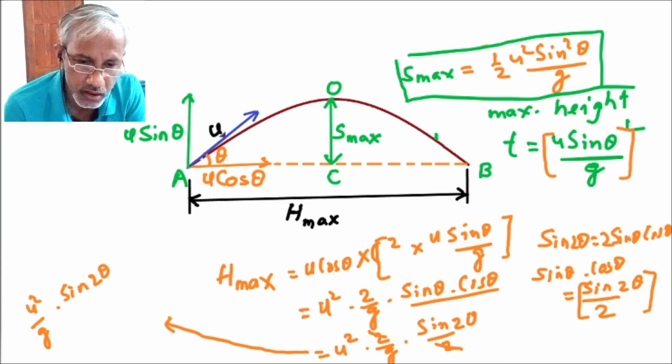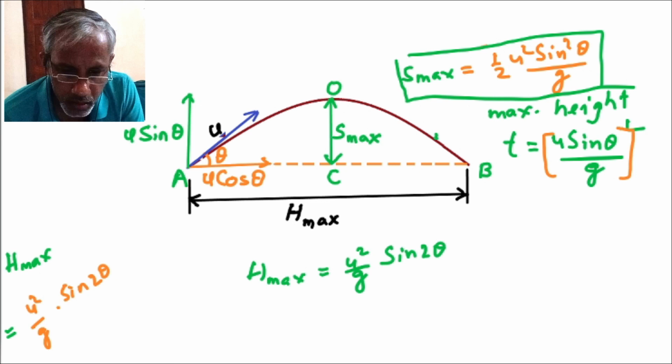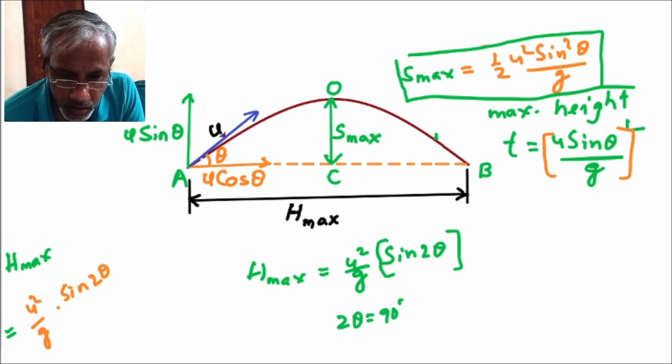And if we want to calculate the value of theta for which the horizontal distance would be maximum, we have to find out theta. The distance is equal to u square by g into sin of 2 theta. In this case, the sin of 2 theta should be maximum, and the sin function is maximum when the angle is 90 degrees. That means 2 theta should be equal to 90 degrees, or in other words, theta would be equal to 90 degrees by 2, that is equal to 45 degrees.